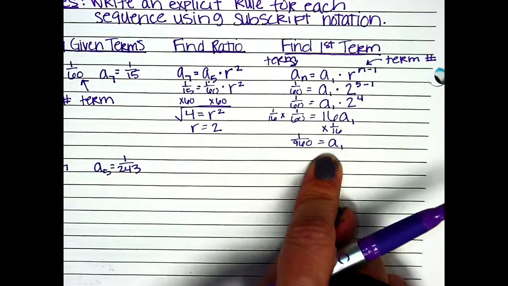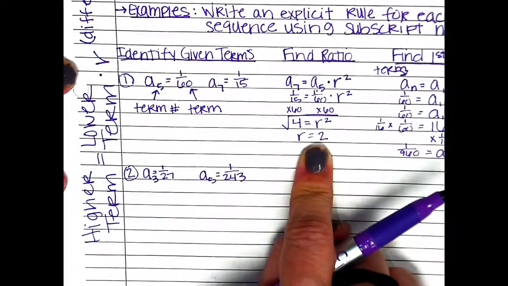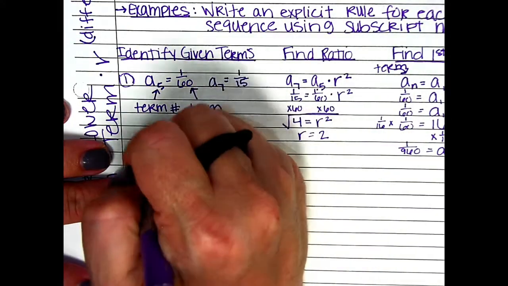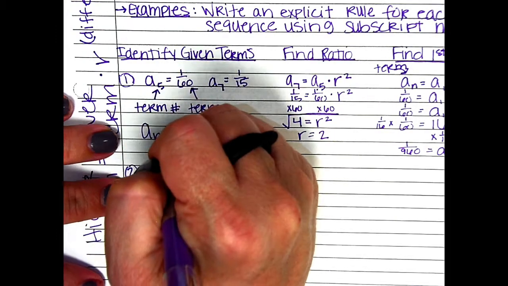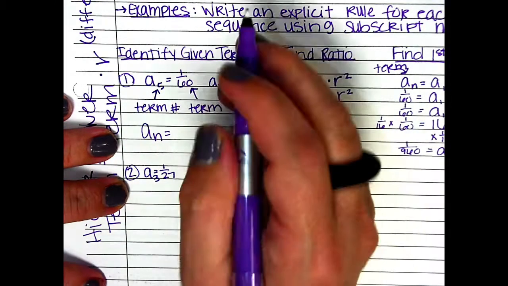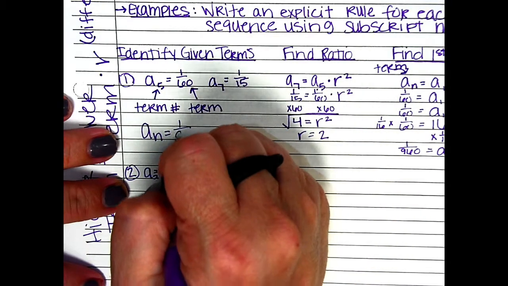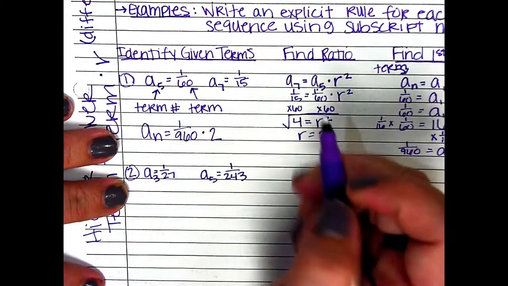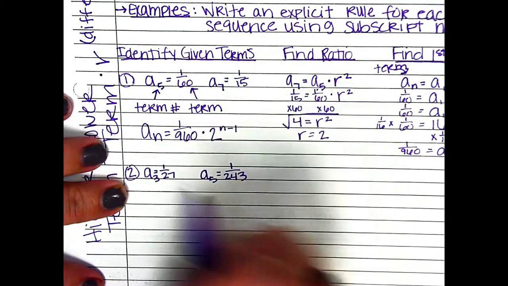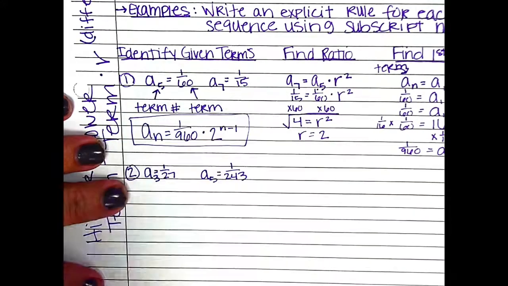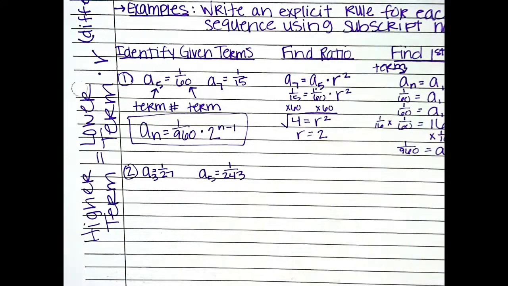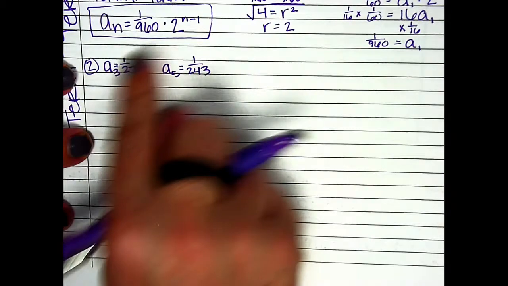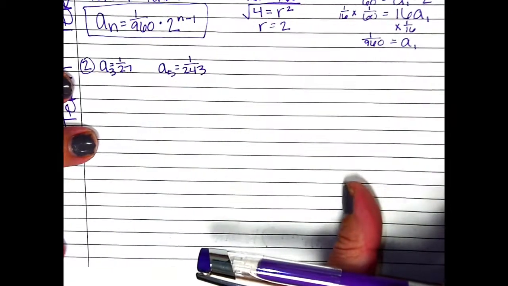So now that I have my first term and my ratio, I can actually go back with these and I can write my formula. So it would be a sub n, which is just like f of n, equals 1/960 times, my ratio is 2 to the n minus 1. Okay, let's do one more. We know you guys love fractions, so we chose fractions to work with for our examples.